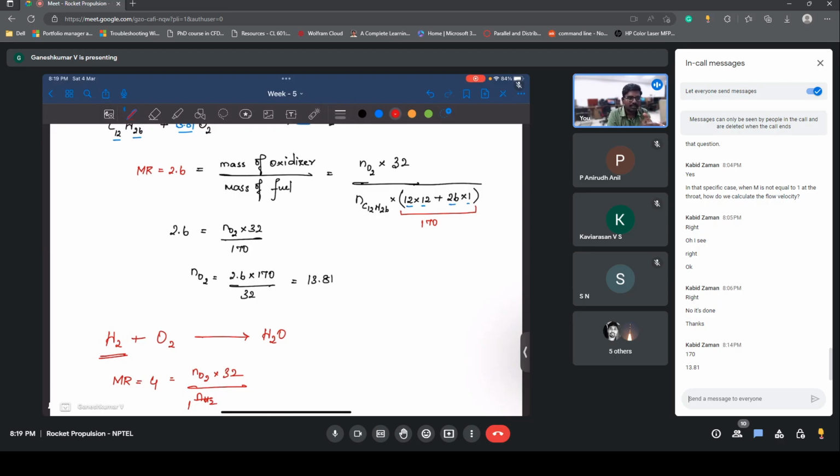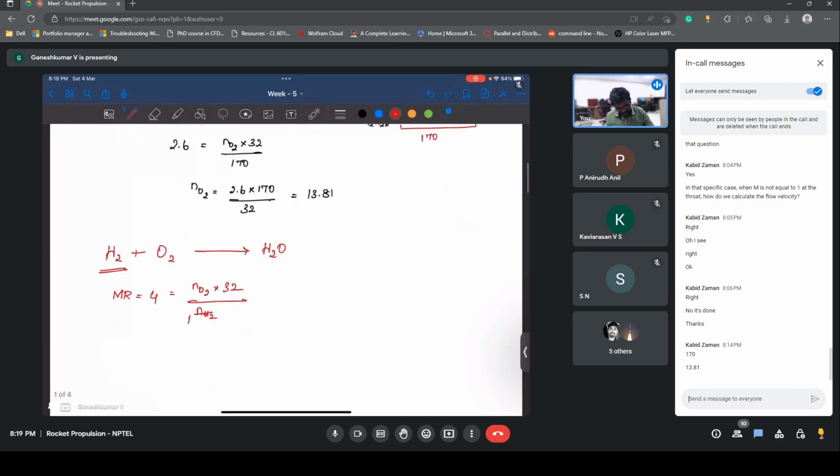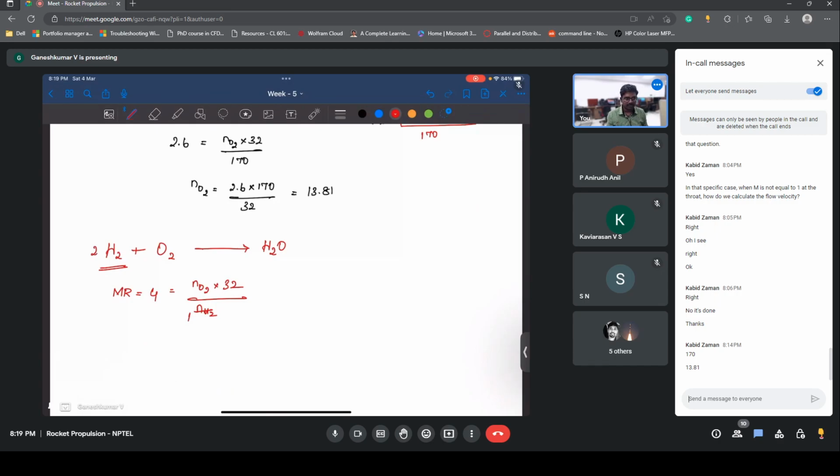You can even do a different analysis. You can say I have 2 moles of hydrogen and my mixture ratio is 4. Then you just need to multiply by 2, because hydrogen is a molecule, so it has 2 molecular mass. You can do it anyway, but you are going to reach the same results. That's what I'm trying to say. It's easier when you take 1 mole of fuel. It will be easier when you go forward.